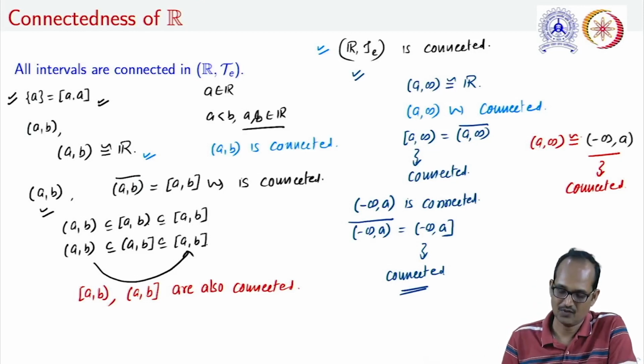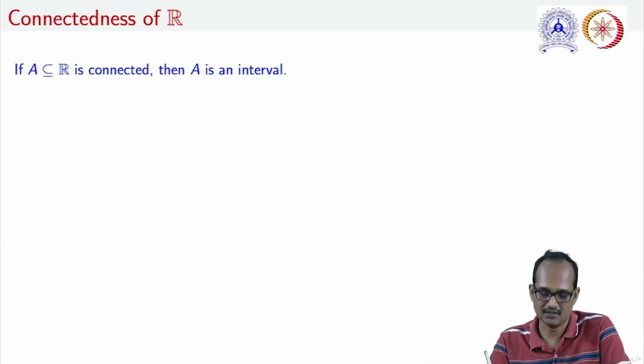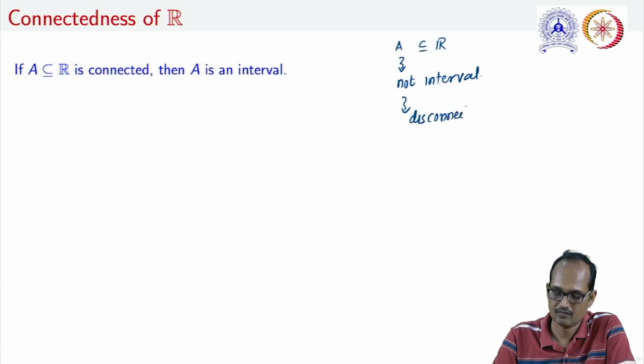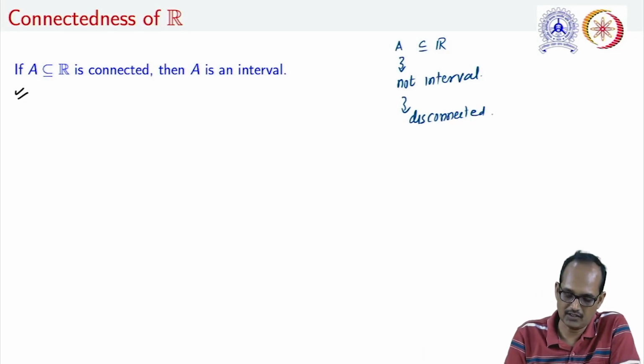also connected. Moving ahead, what we can justify is that the only connected subsets of R are intervals. That is, if we take a subset A of R, and if this is not an interval, then what will happen? This is disconnected. Let us justify this statement that if A, a subset of R, is connected, then A is an interval. So let us assume that A is connected.